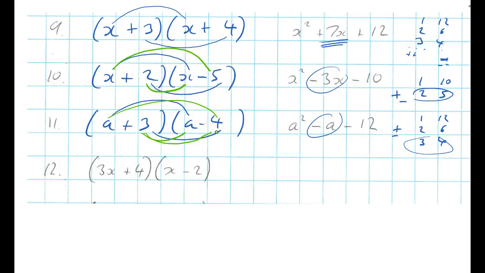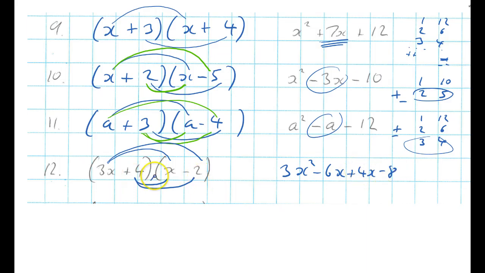That's great. Now I've got to multiply this out. So 3x times x gives me 3x squared. 3x times negative 2 is minus 6x. 4 times x is plus 4x's. And 4 lots of minus 2 is minus 8.